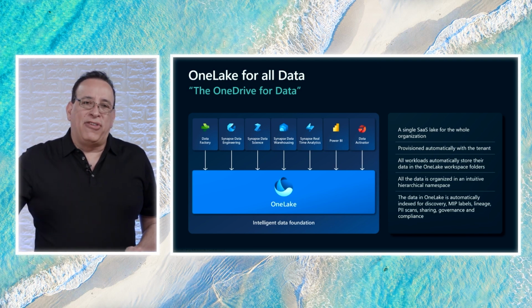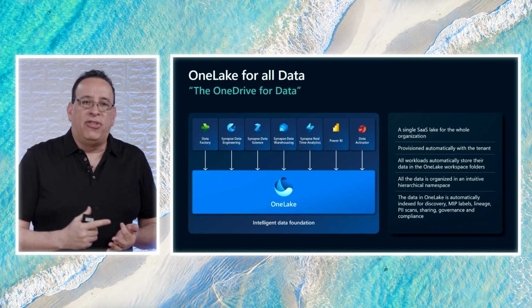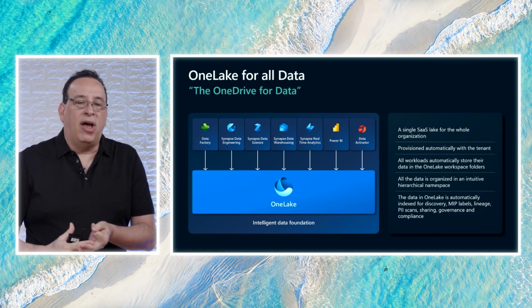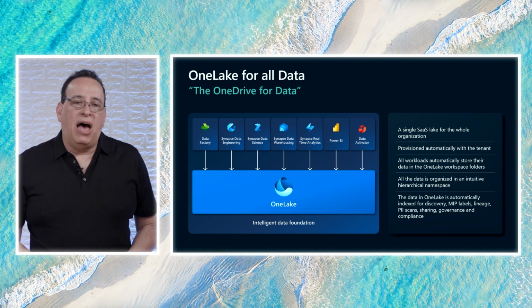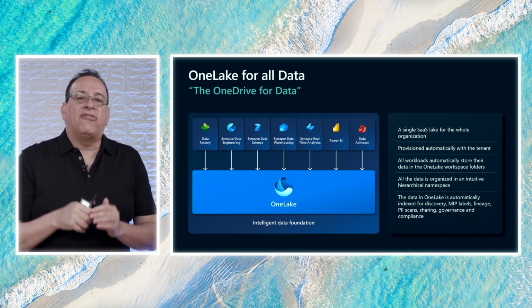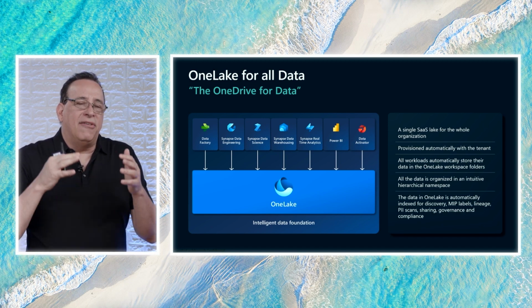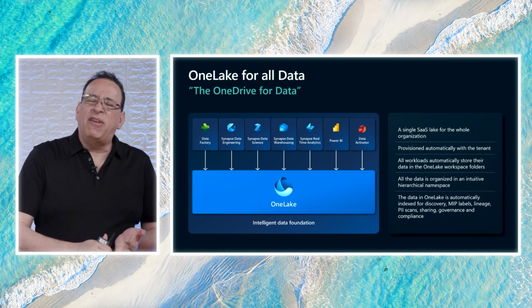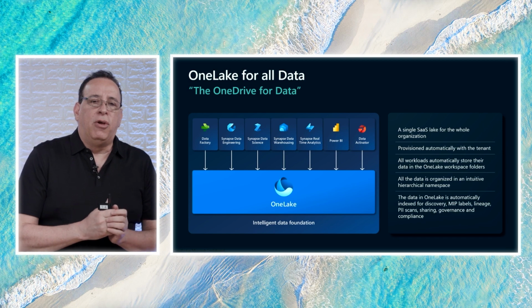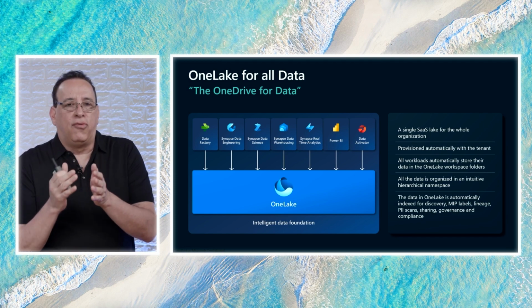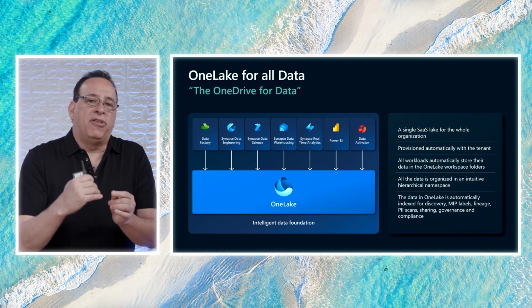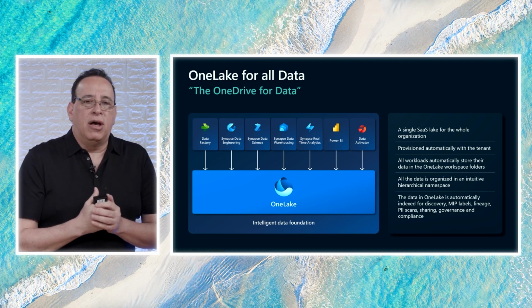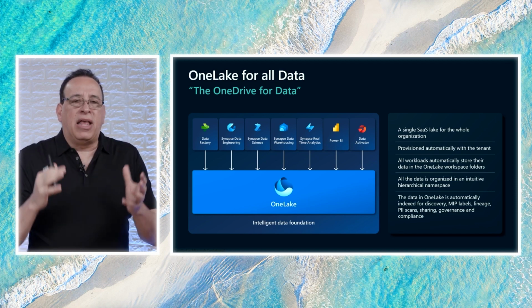And just like in Office 365, Excel, Word, PowerPoint will save automatically their documents to OneDrive, all the workloads that we have inside Fabric will automatically save their data into OneLake, and they'll save it in a well-structured way. So every time you create a project in a workspace, it will automatically get a subfolder in OneLake. And if you create a warehouse, it will create a subfolder inside the subfolder of the workspace. So it just automatically organizes itself.